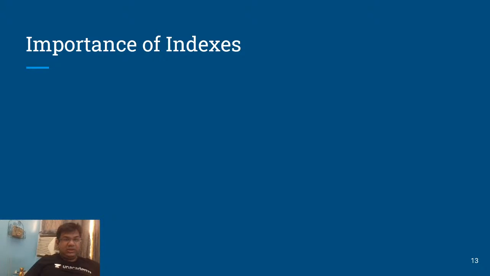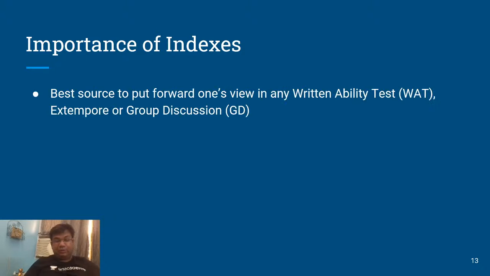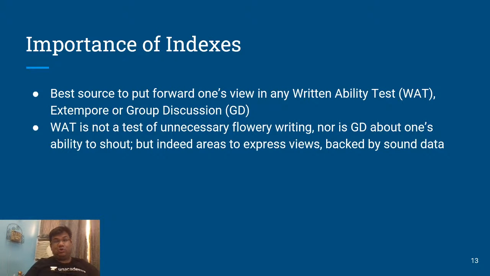Okay, so what is the importance of indexes? Let's take a look. See, it's the best source to put forward one's view, whether it is a VAT, an extempore, or a group discussion. There is nothing better to prove your point than these indexes.